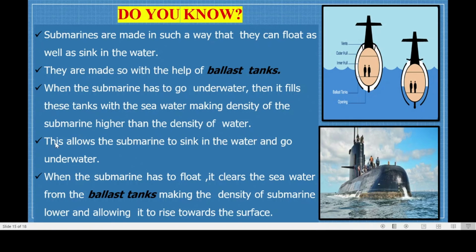Therefore, the ballast tanks allow the submarine to sink in the water and go underwater. When the submarine has to float, the ballast tanks clear the sea water from them, making the density of the submarine lower and allowing it to rise towards the surface of the sea.